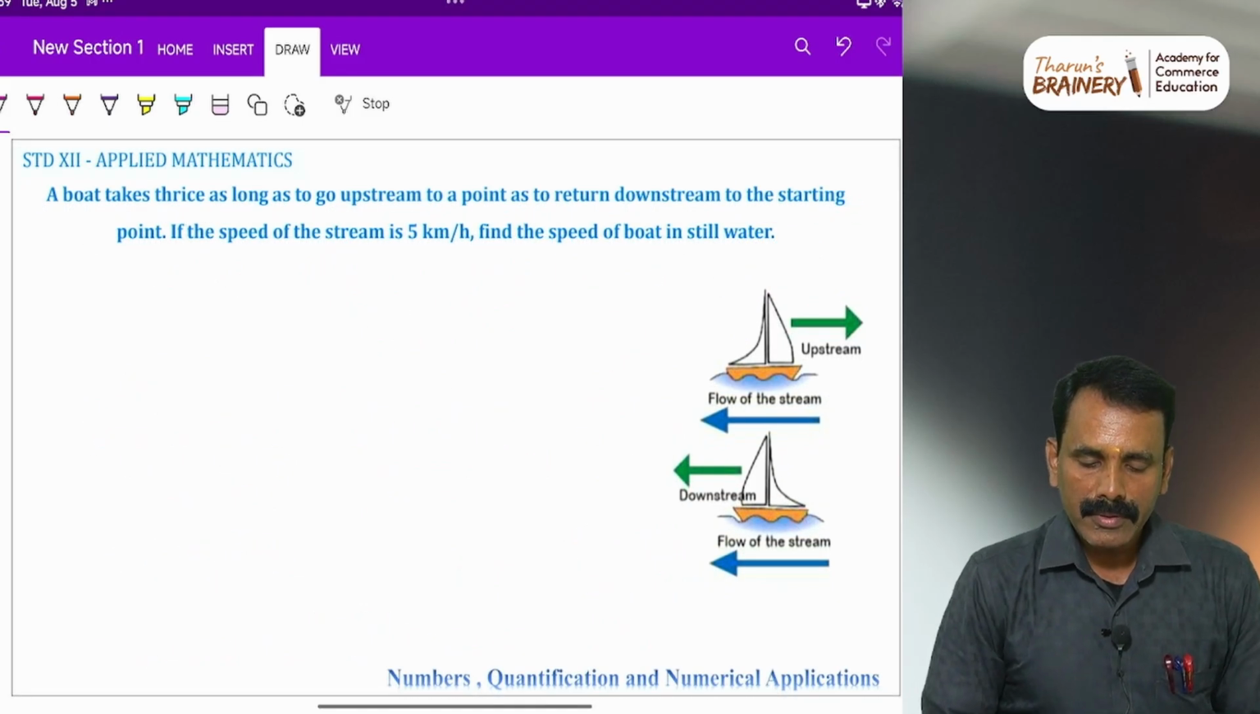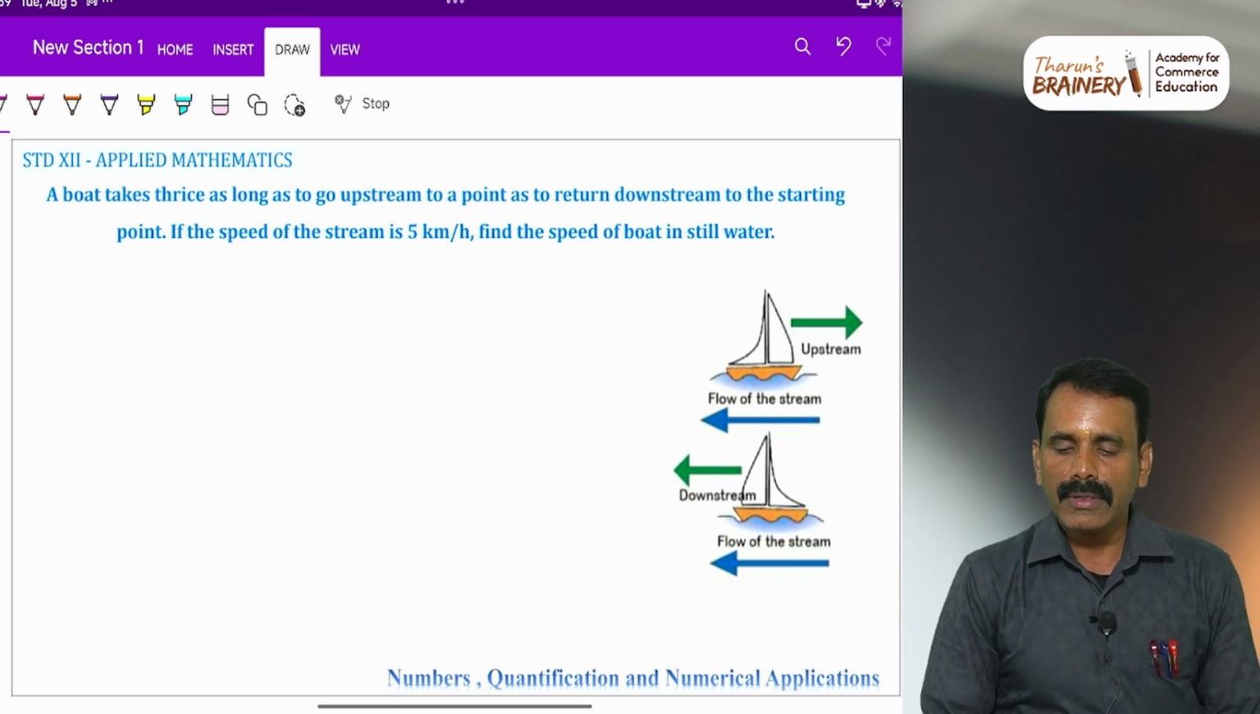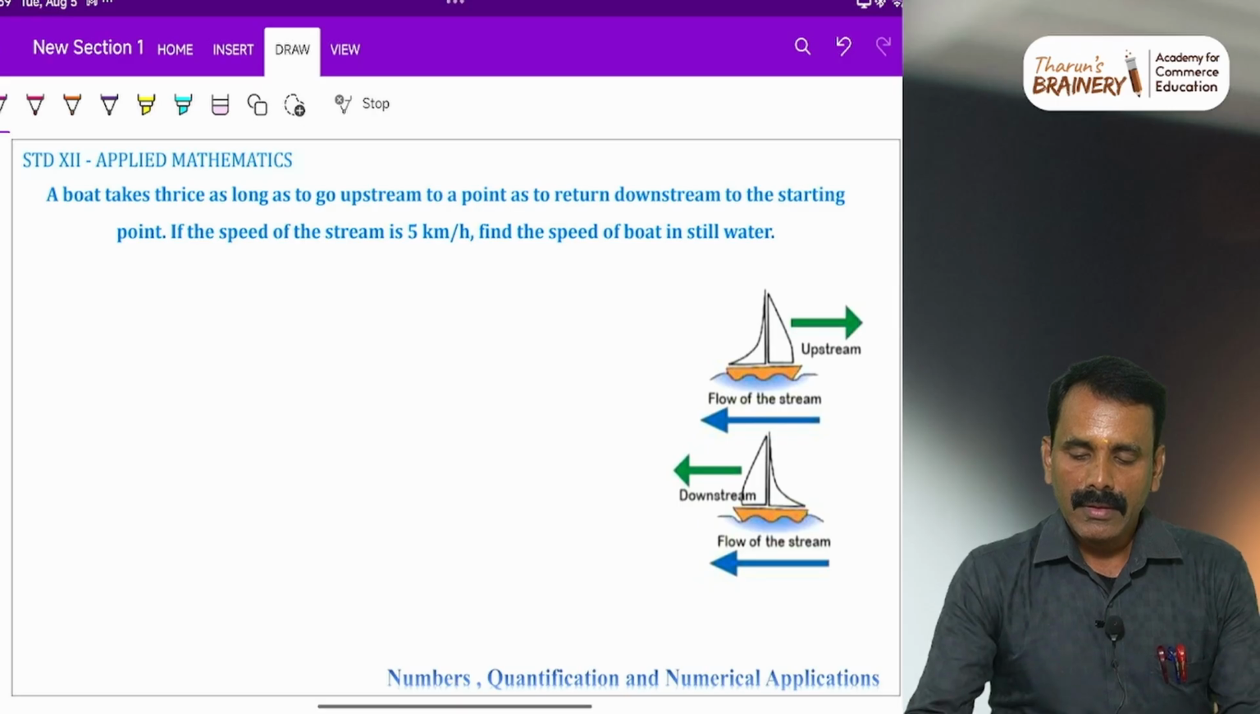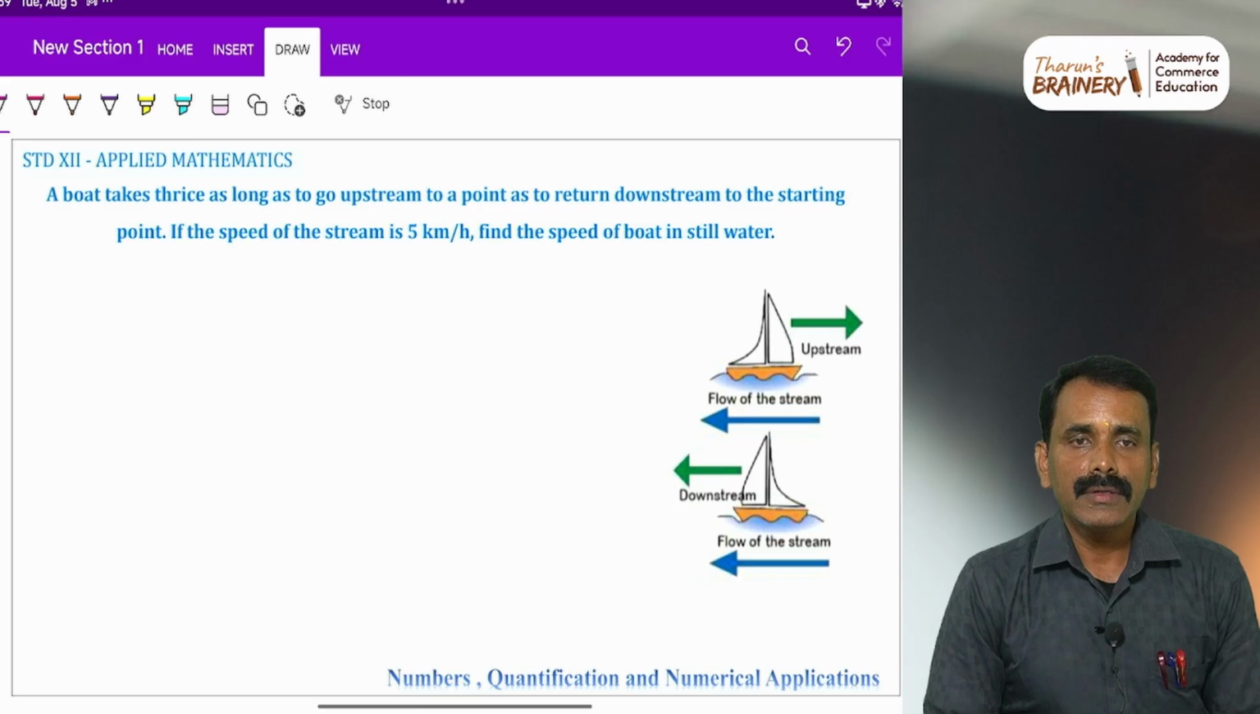Here we have another problem. A boat takes thrice as long to go upstream to a point as to return downstream to the starting point. If the speed of the stream is 5 km per hour, find the speed of the boat in still water. We have already seen one problem in which we found the ratio of the speed of the boat in still water to that of the speed of the stream. In this problem, the speed of the stream is given to us, and with the help of that we are supposed to find the speed of the boat in still water.